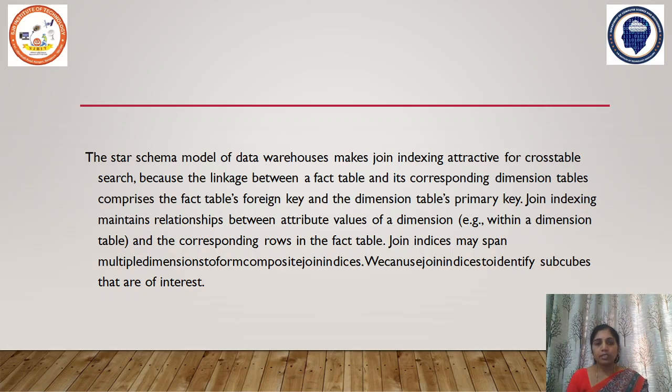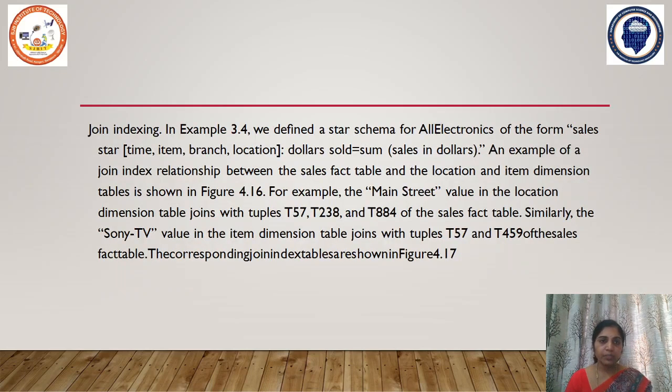We have defined a star schema for AllElectronics stores, called sales star, with time, item, branch and location, where dollars sold is equal to the sum. Here is an example of a join index relationship between the sales fact table and the location and item dimension tables. For example, the Main Street value in the location dimension table joins with tuples T57, T238 and T884 of the sales fact table. I will describe that with the example here.